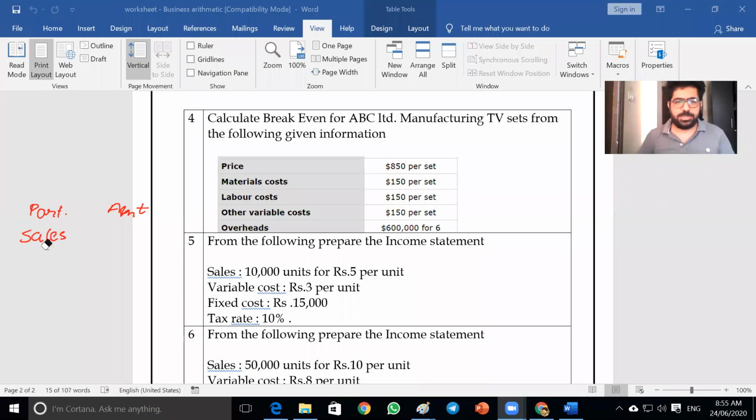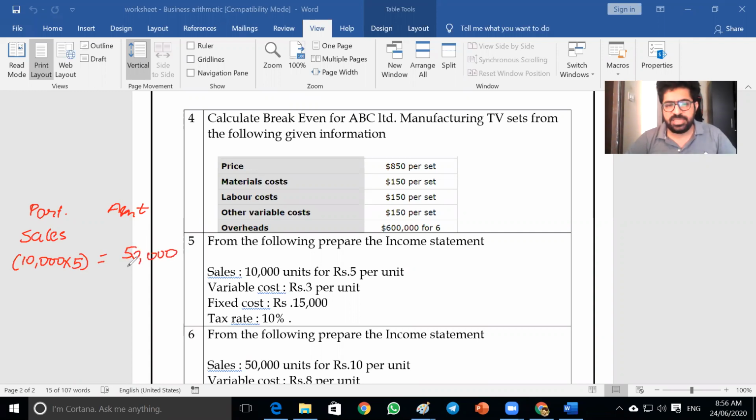Let's listen. Income statement is very much easy. It is not a tough job to prepare the income statement. Income statement के लिए first you will write out the sales in units. How much sales is there? 10,000 sales multiplied by the selling price, that is 5. So overall amount कितना हो गया?